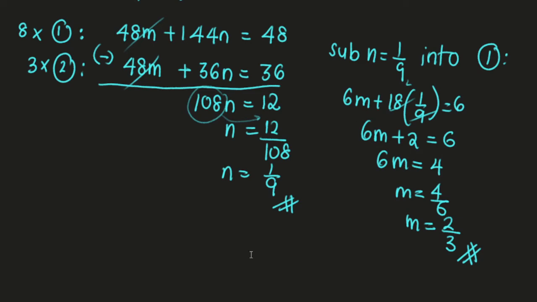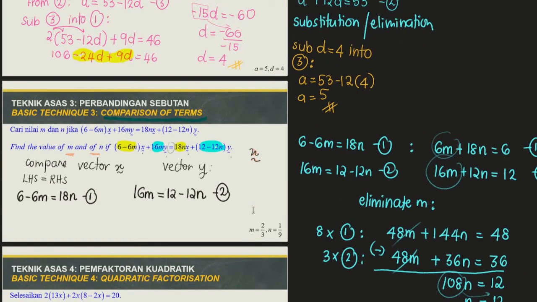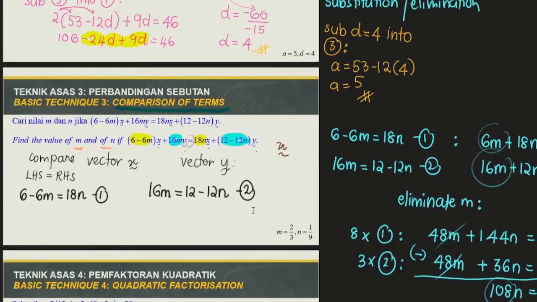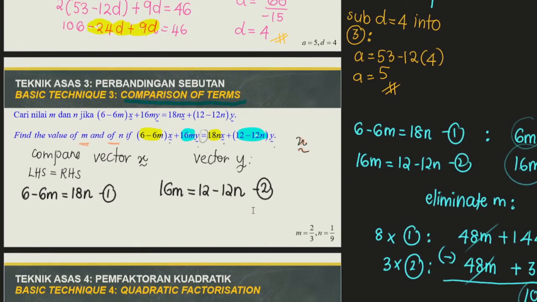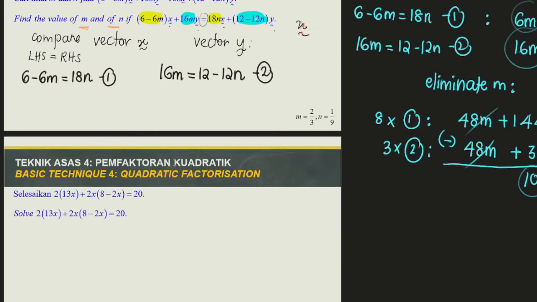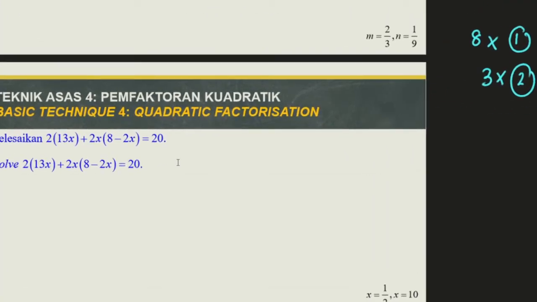If right now you guys are trying the substitution method, please make sure that you get the same answer. You will get the same answer, definitely. So this is the third technique. Make sure you know how to do comparing. The fourth technique is also an important one: quadratic factorization. This one also you must know how to do factorizing.